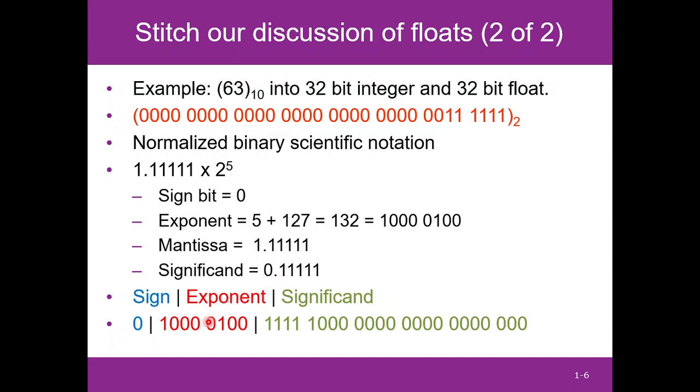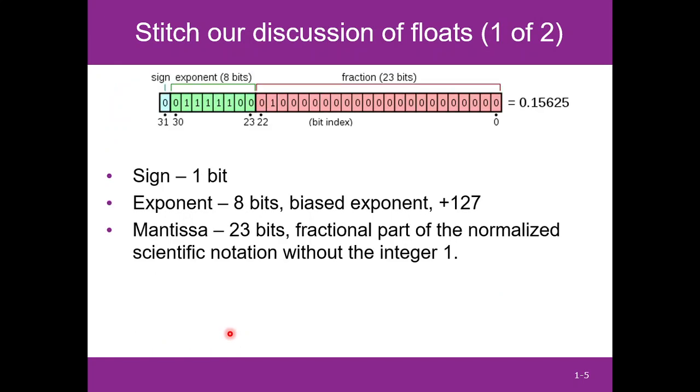But if you store the same 63 as a 32-bit floating point value, a real value, this is how it would look. Now, it is the same value, but you are using different formats to store it, and the resulting bit combination becomes different. So float is one way of storing real values, values with a fraction. So this is how you can store those values.